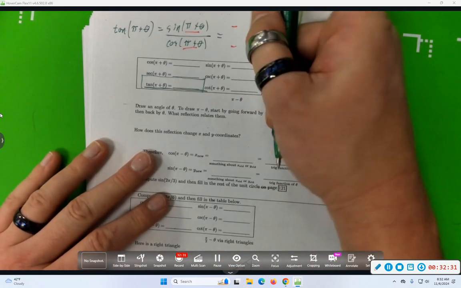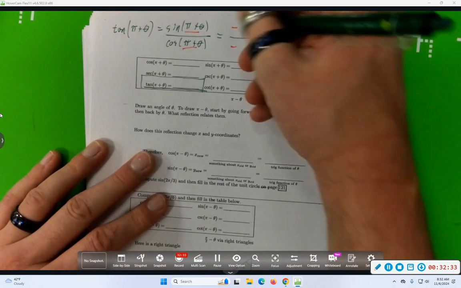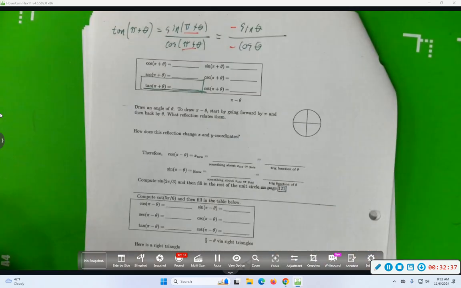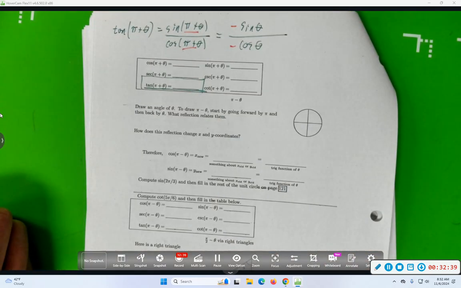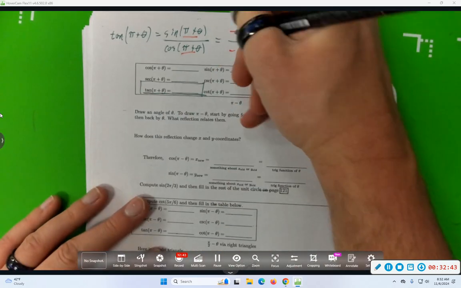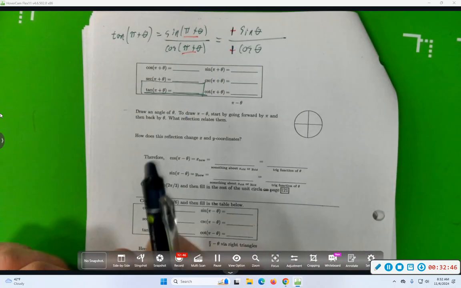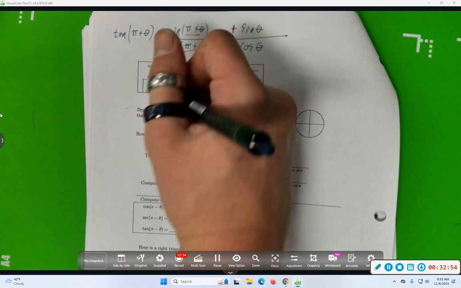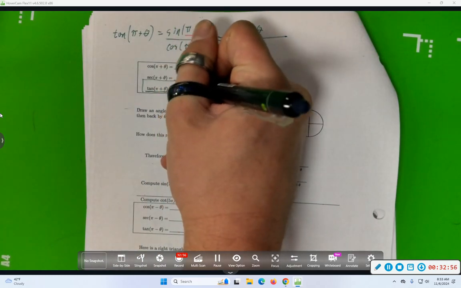So negatives appear for both sine and cosine. Oh, cool. Do those negatives undo each other? Yeah. Numerator and denominator are both negative. Those negatives cancel. And what trig function is that? Tangent. Cool.